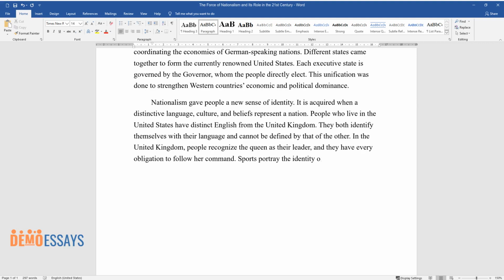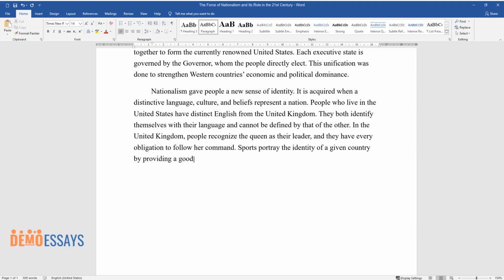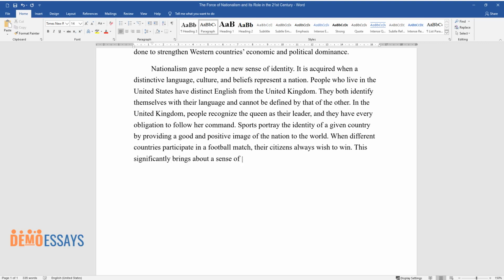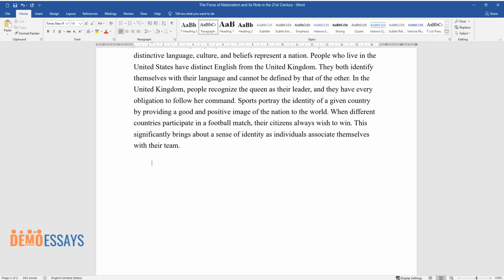Sports portray the identity of a given country by providing a good and positive image of the nation to the world. When different countries participate in a football match, their citizens always wish to win. This significantly brings about a sense of identity as individuals associate themselves with their team.